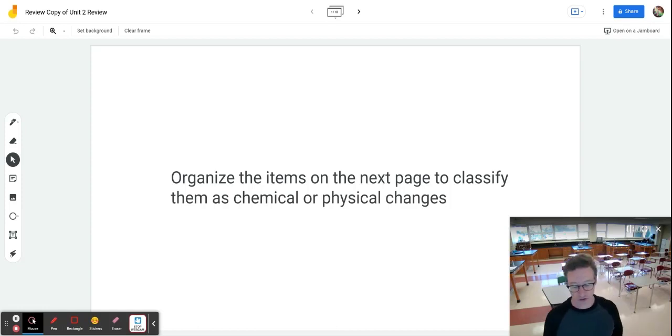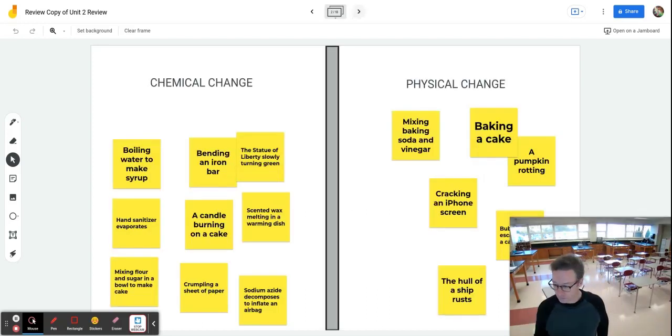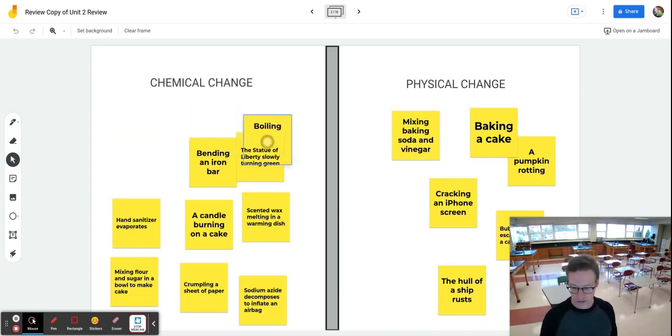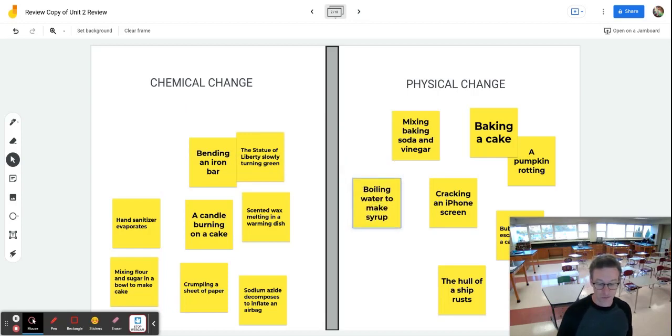So the first one is talking about, are these chemical or physical changes? So we have boiling water to make syrup, and really it's the boiling water part that you have to refer to. Boiling, melting, freezing, those are all physical changes because the water goes from being liquid water to being steam. That doesn't change it into some other substance.